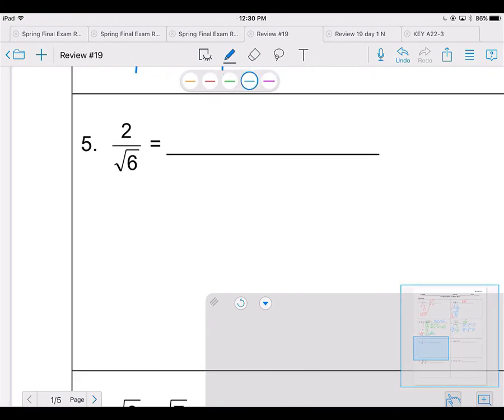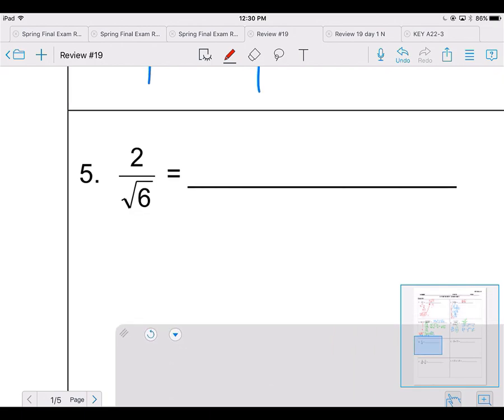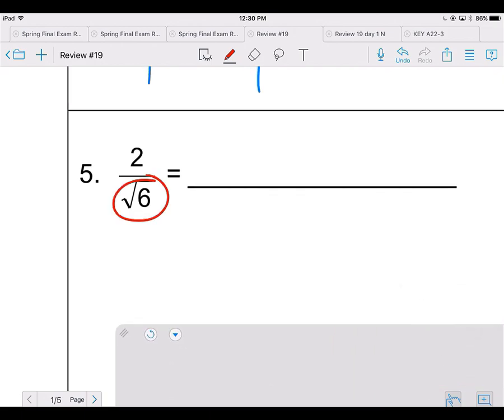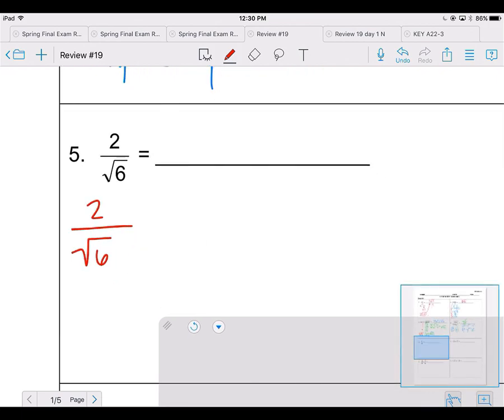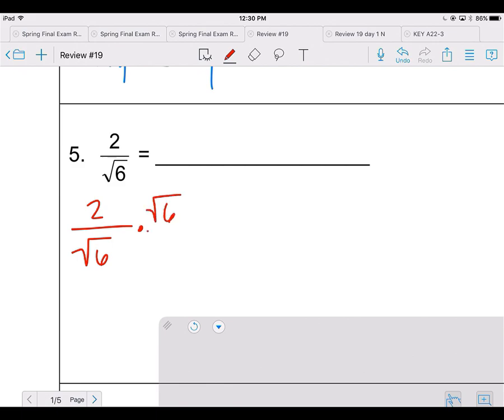Problem 5, we have 2 over the square root of 6. The square root of 6 is on the inside of the square root. 2 is on the outside, because we have one outside and one inside. I cannot combine these whatsoever, which means the only thing I can try is to simplify the square root of 6. When I plug it into my calculator, it does not simplify nicely. So I have to multiply the top and the bottom by the square root of 6.